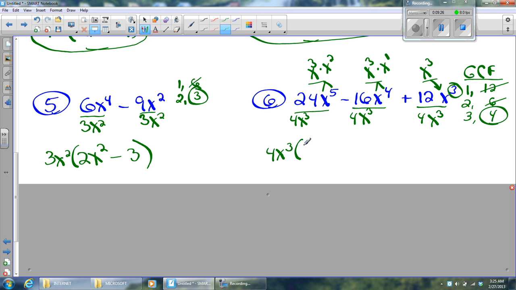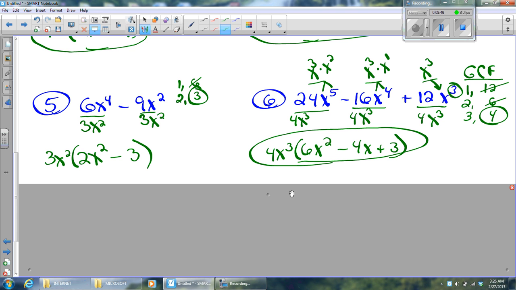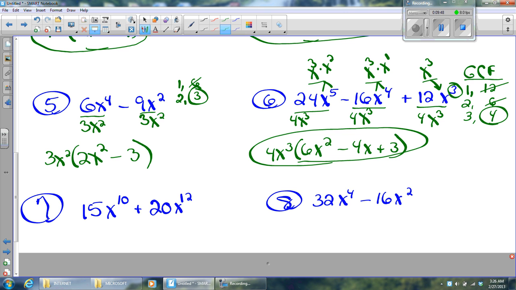24 divided by 4 is 6. X to the 5th divided by x cubed is x squared. 16 divided by 4 is 4. X to the 4th divided by x to the 3rd is plain old x. And then 12 divided by 4 is 3. X cubed divided by x cubed cancel, and there we go. We just factored by the GCF. I'm so proud of you guys. You're doing such a wonderful job.